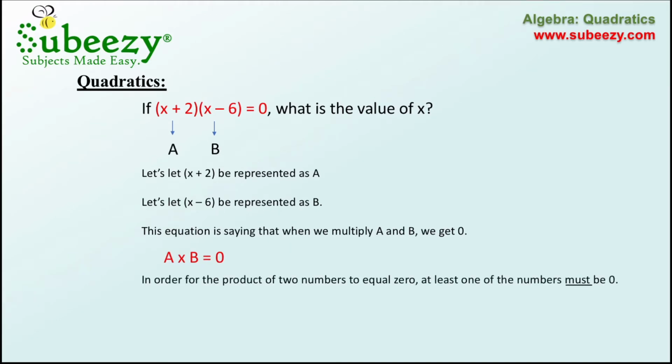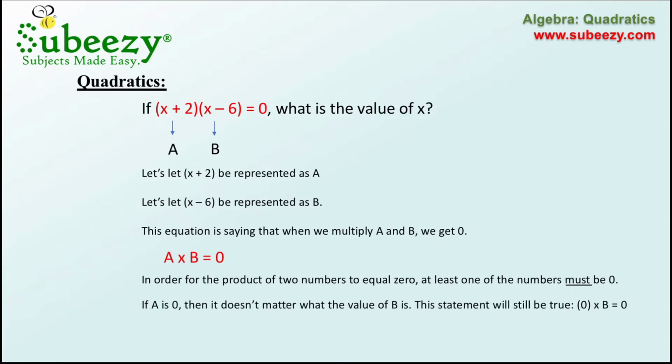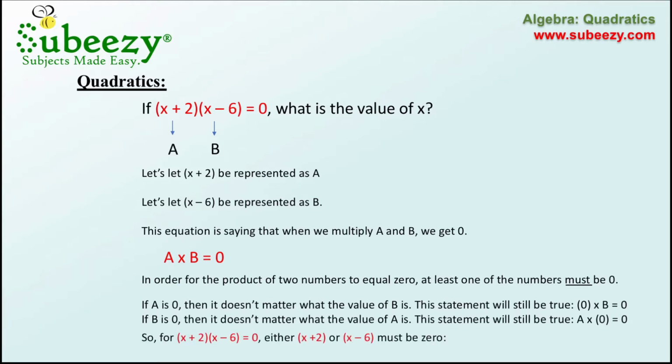In order for the product of the two numbers to be equal to 0, at least one of the numbers must be 0. If a is 0, then it doesn't matter what the value of b is. The statement will still be true. 0 times b is equal to 0. And if b is 0, then it doesn't matter what the value of a is. The statement will still be true. A times 0 is equal to 0. So for our quantity x plus 2 times the quantity x minus 6 is equal to 0, either x plus 2 or x minus 6 must be 0.